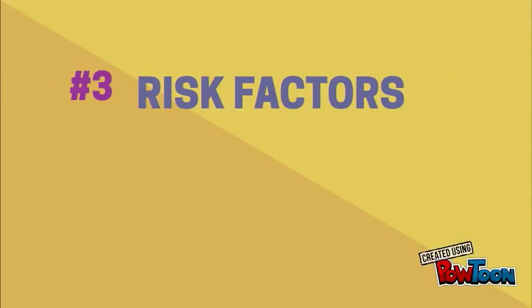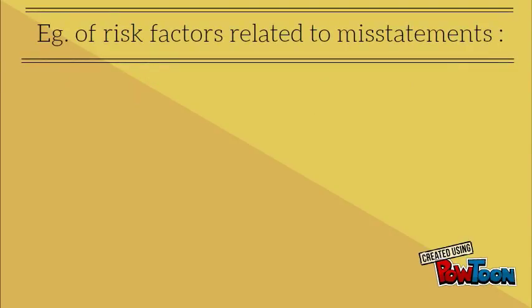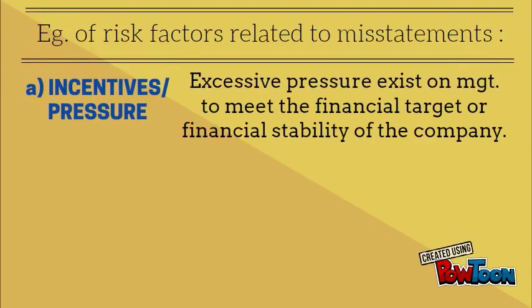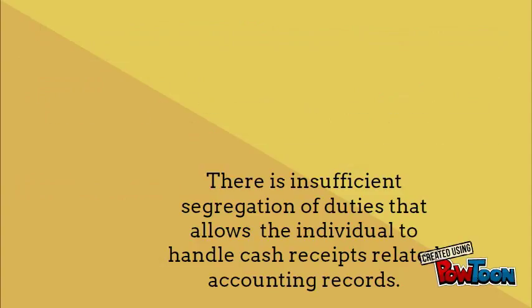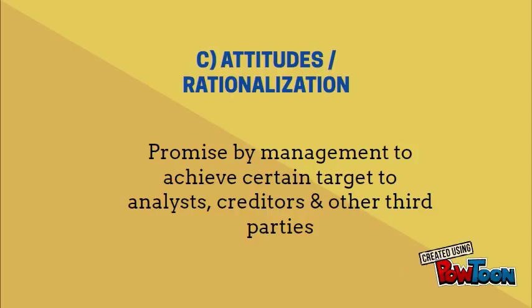Third is risk factors. Example of risk factors related to misstatements. A. Incentive or pressure. Excessive pressure exists on management to meet the financial target or financial stability of the company. B. Opportunity. There is insufficient segregation of duties to allow the individual to handle cash receipts related accounting records. C. Attitudes. Promised by management to achieve certain target to analysts, creditors, and other third parties.